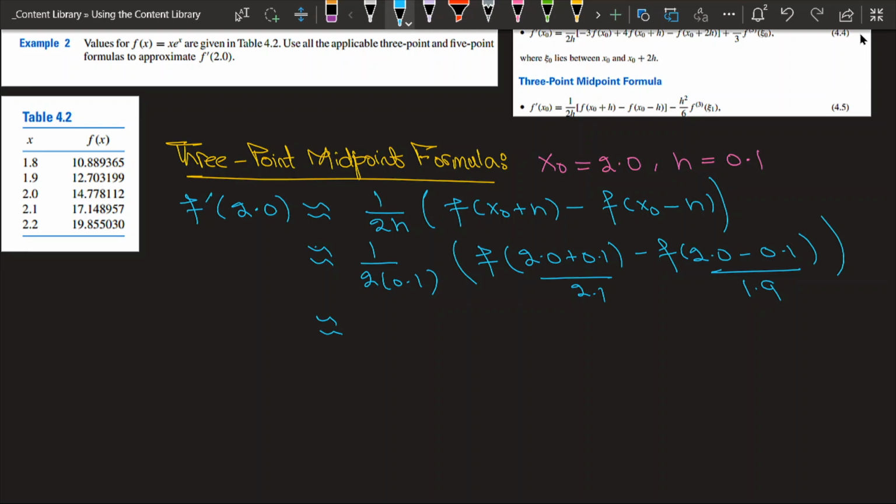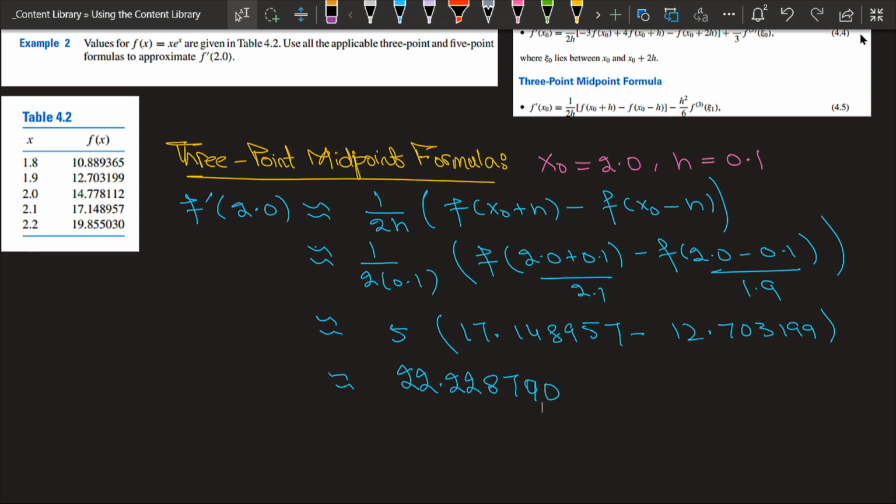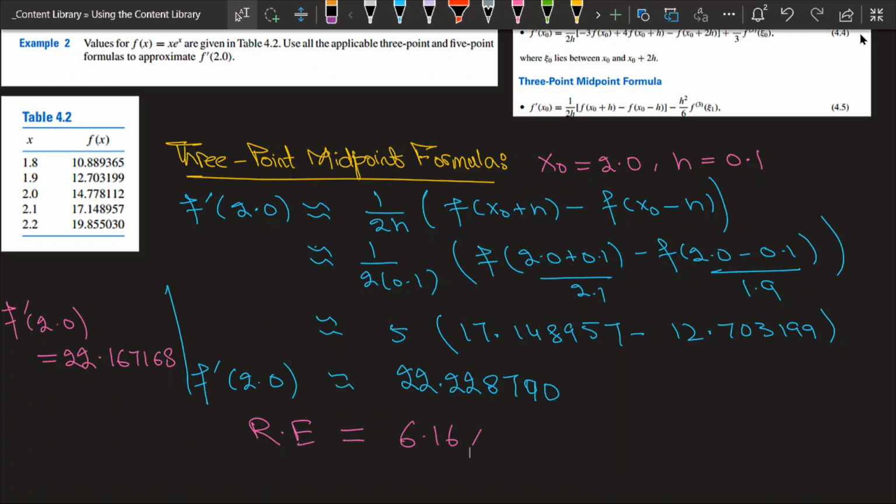So if we solve this, f of 2.1 is 17.148957 minus 12.703199, and the solution will be equal to 22.228790, an approximate solution at 2.0 using 3-point midpoint formula. And we know that the exact value is 22.16716, and relative error will be 6.16 cross 10 to power minus 2.